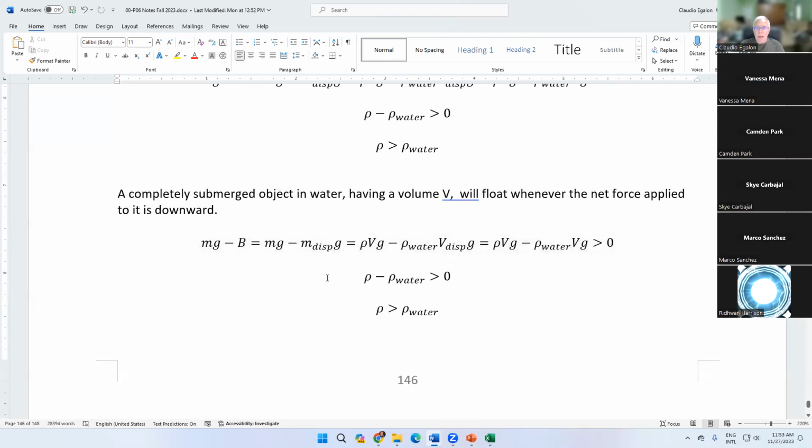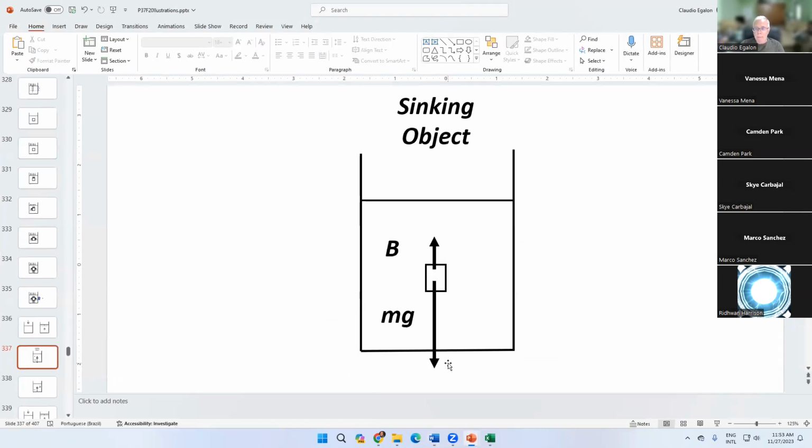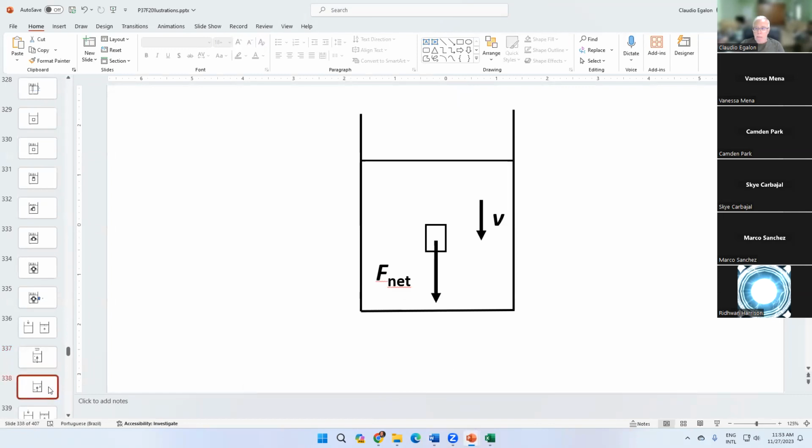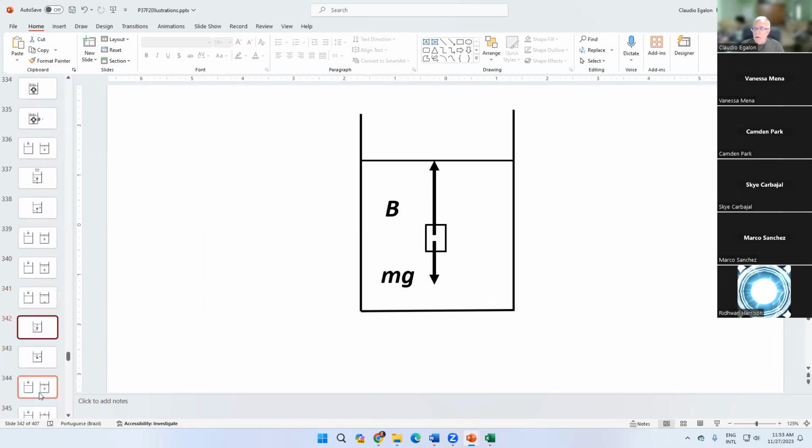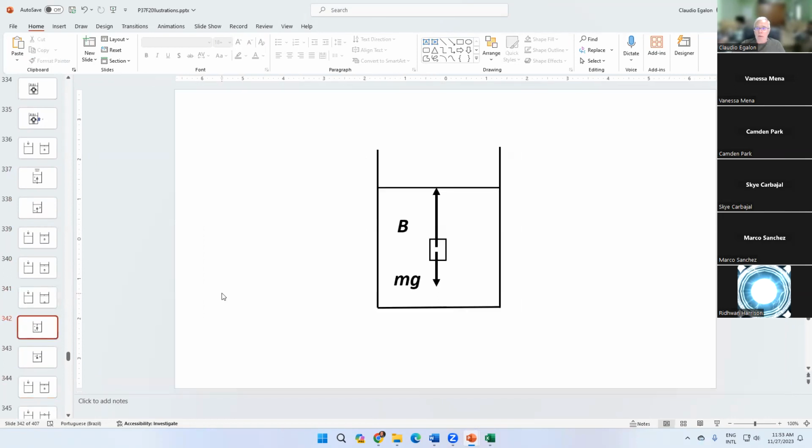An object will float whenever the weight, and I will repeat exactly like I did before, whenever the weight minus the buoyant force is less than 0. Here you go. Let's see if I have an illustration here. Okay, that's the illustration. In this case, the object will float because the buoyant force is greater than the weight of the object.